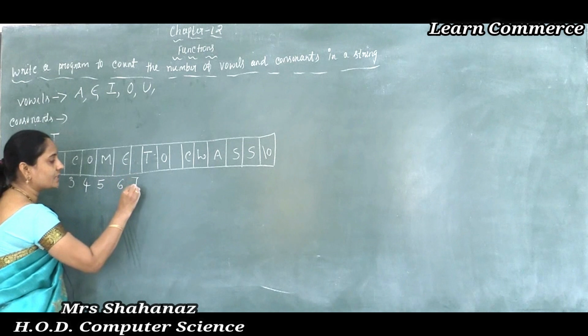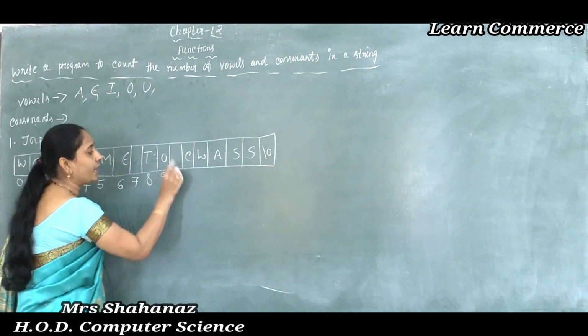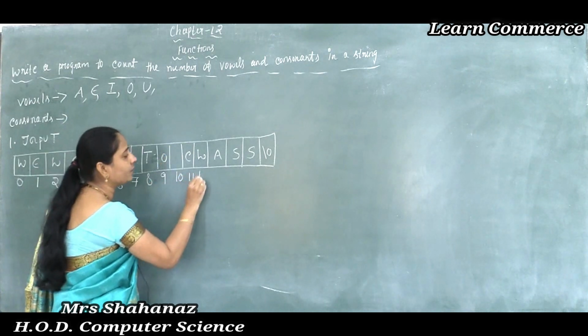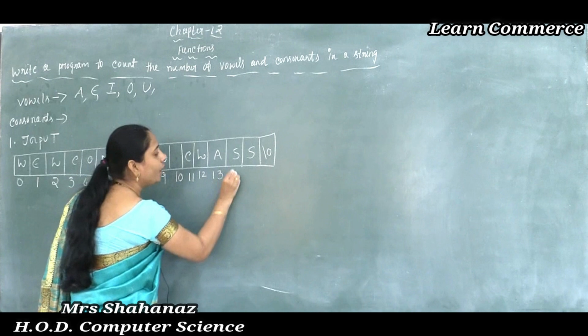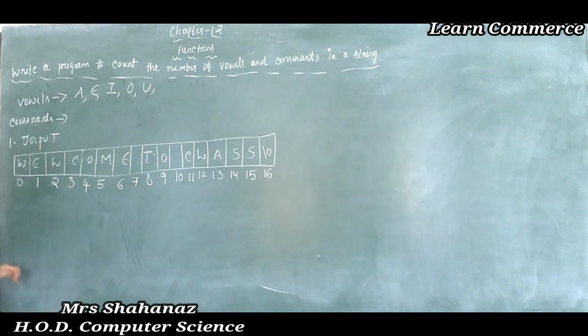So this is the 7 and this number is the 8, the 9 position. Here also a space is there. Clear this point here, this space, and this number 10. This is the 12, 13, 14, 15 and 16. So clear this point here. So we can say that welcome, that means WELCOME.